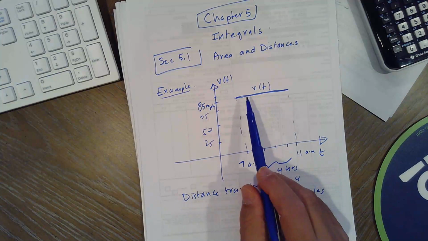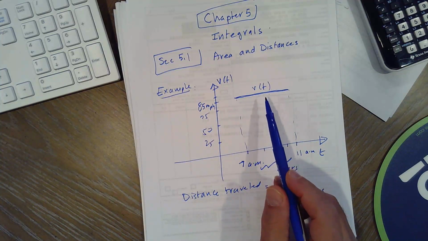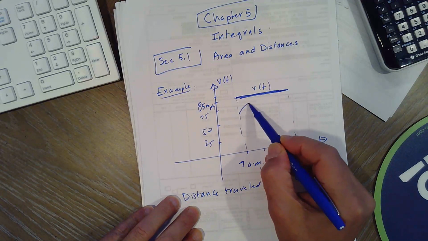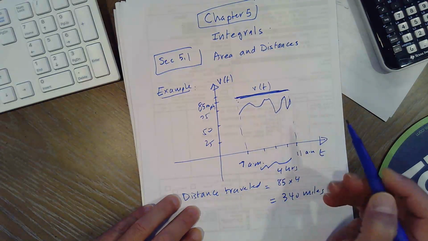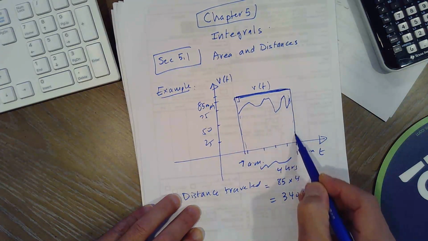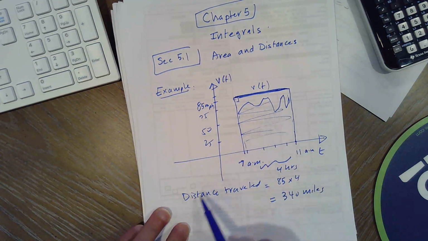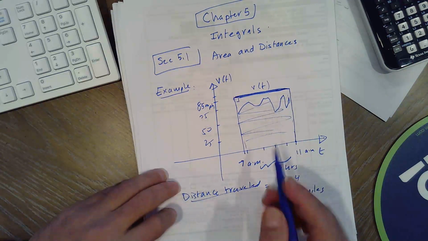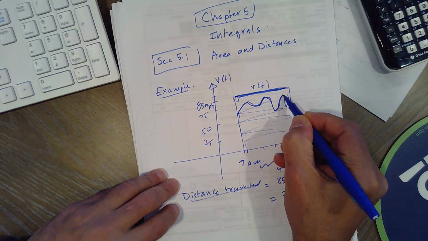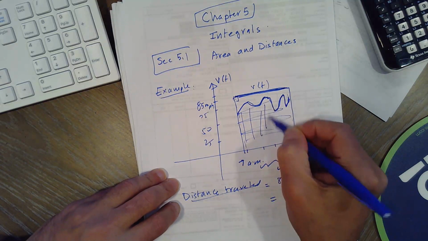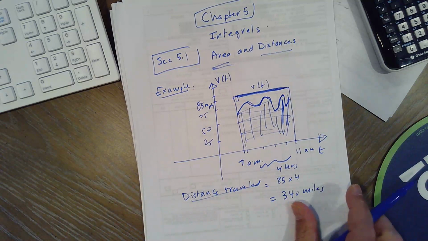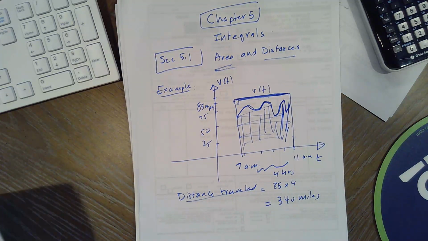But that assumes the train has a constant speed, and trains don't have a constant speed. So instead of having a line for the speed, it'll probably be like this. Basically what we did with the speed, we found the area of this rectangle, and that was the distance traveled. But in the case of a train that goes fast, slow, fast, slow, they stop, and so on, we're gonna find an area under a curve. Okay, that's why area and distances. So how do we find that?